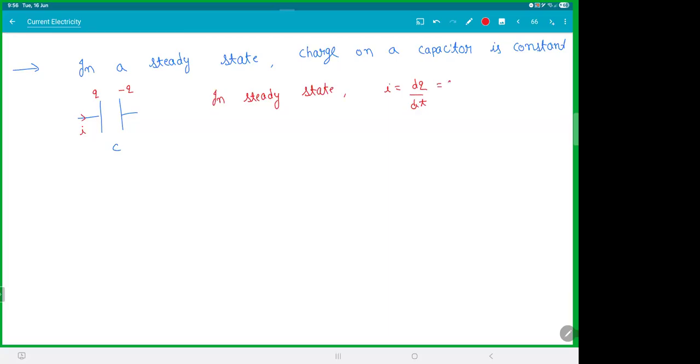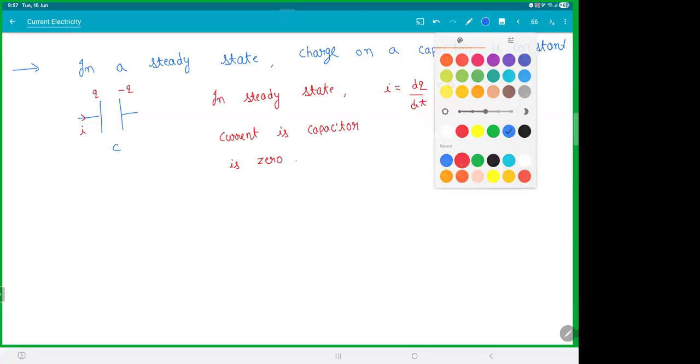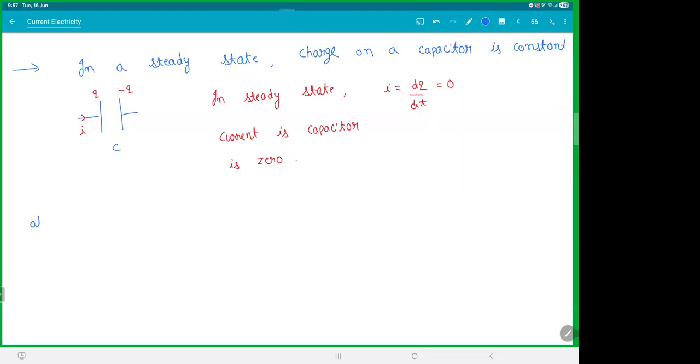When someone says the circuit is in steady state, that means all the capacitors will have zero current, meaning they have charge. The charges become constant. Current in the capacitor is zero and they do have a constant charge. The capacitor is full. That's why it's not letting any more charge flow through this. That is the main thing. So how does this work?